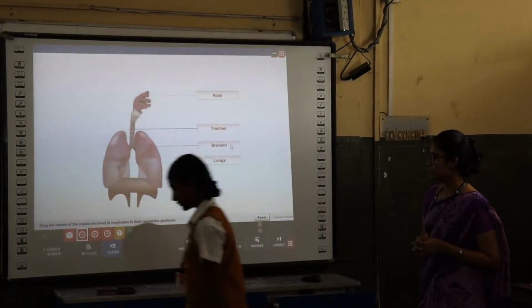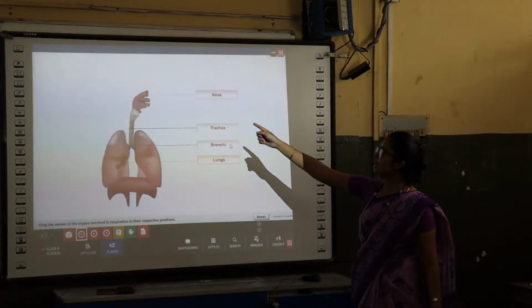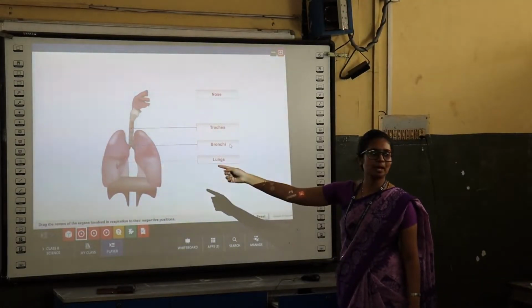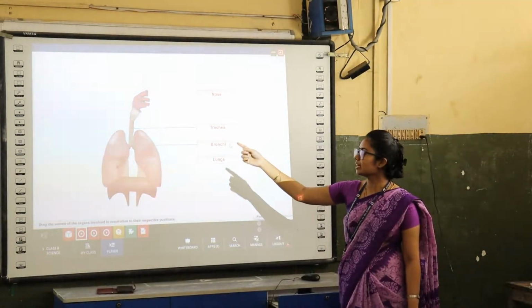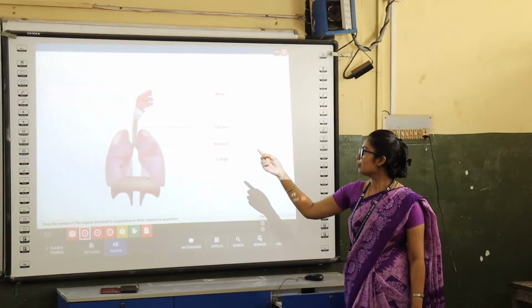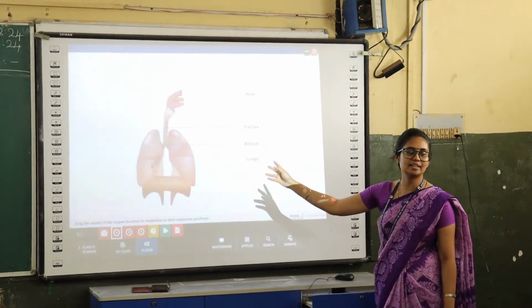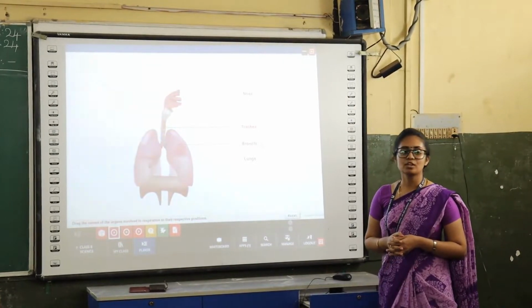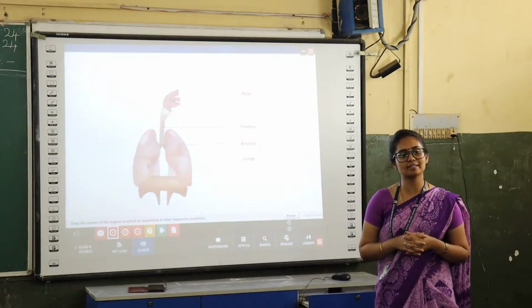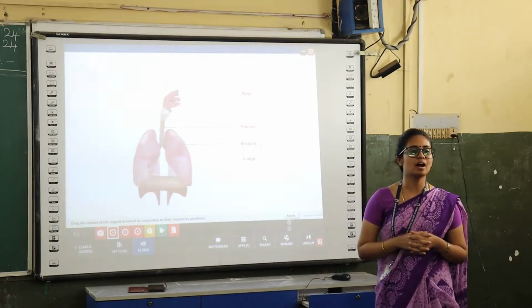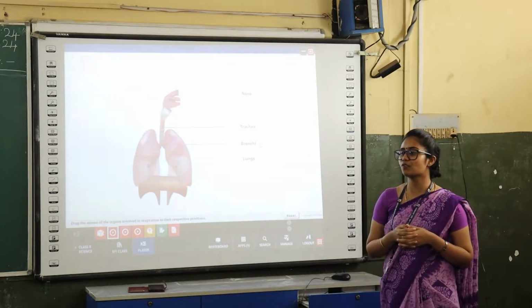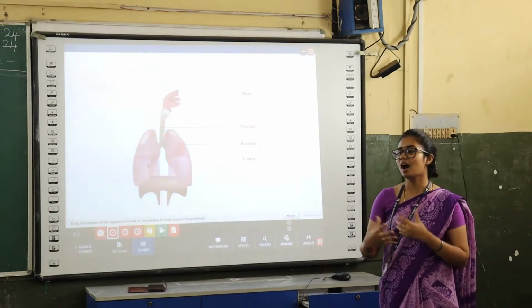Excellent. So, the air inhaled through the nose reaches the pharynx. Then the windpipe is said to be trachea, and the trachea is further divided into two branches, that is bronchi, and the bronchi gives rise to bronchioles and it leads to the left and right lung. If you feel it, the left lung is smaller than the right lung. This is because the heart is present at the left side of the thoracic cavity. That's why it leaves the space for the left lung and the heart.